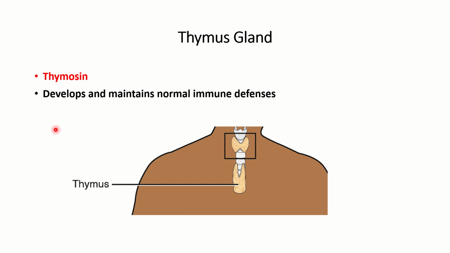The thymus is located behind the sternum in the chest. It releases thymosin, and thymosin is important for the immune system, stimulating lymphocytes, so it's part of the defense system. As you get older, the thymus gland regresses, and during adulthood it does not have that much function.